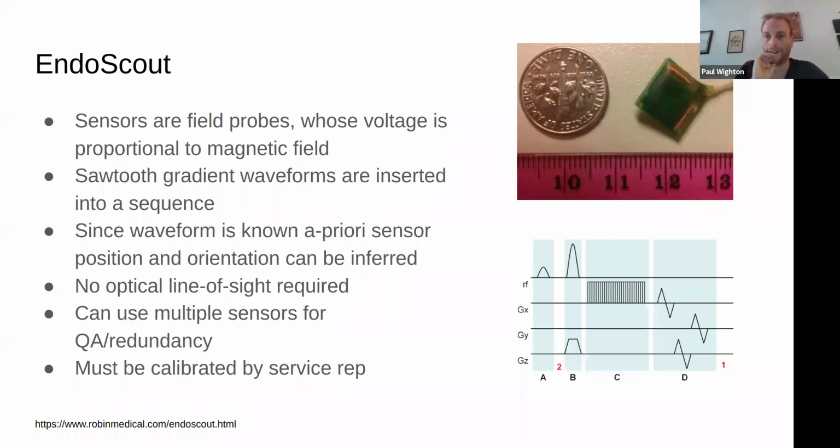And one of the downsides to this technique, and a lot of techniques, broadly speaking, like this, is that they need to be calibrated. I would say that's true of all external trackers. They have to be installed and then calibrated. But most of them have to be calibrated by a service rep for that company, and that logistically can get frustrating.